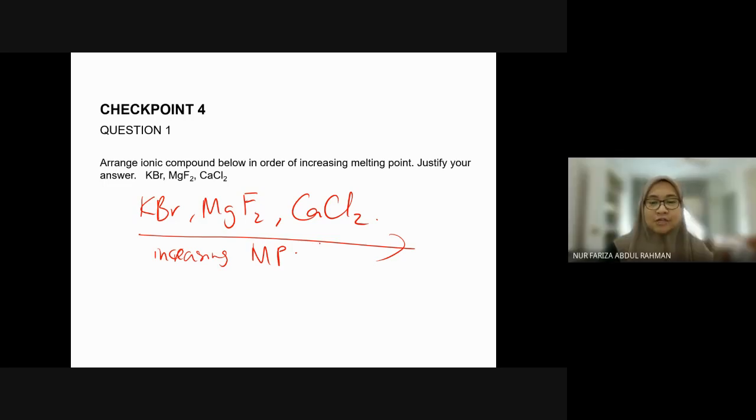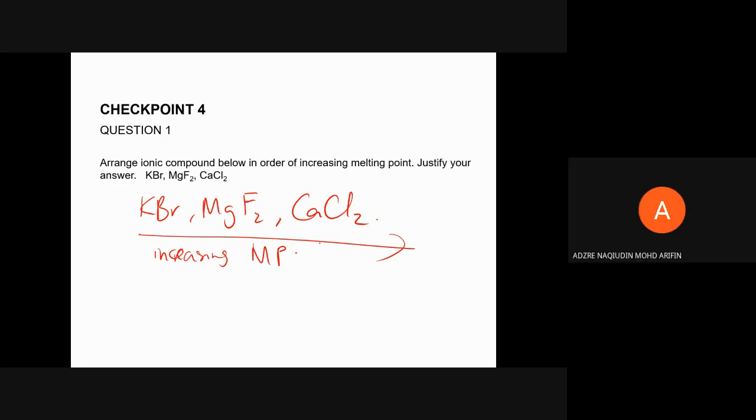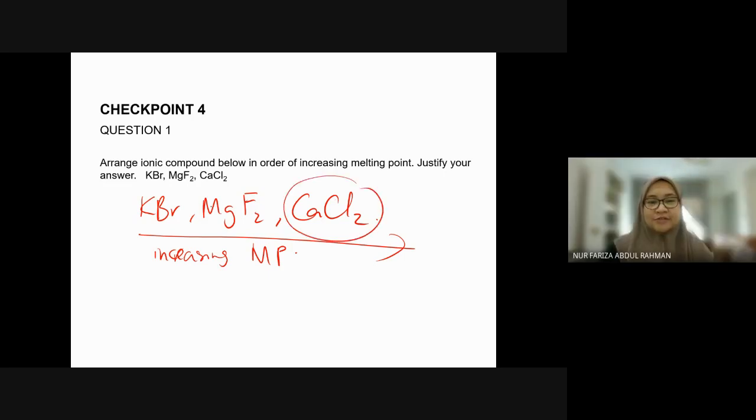Why is it stronger? Are you comparing this to... you must compare, okay? You must discuss in terms of KBr, why it has the lowest melting point, and why CaCl2 has the highest melting point. So you're going to compare in terms of CaCl2, MgF2, and KBr. Okay, it should be comprehensive. Your answer should cater for all of that.